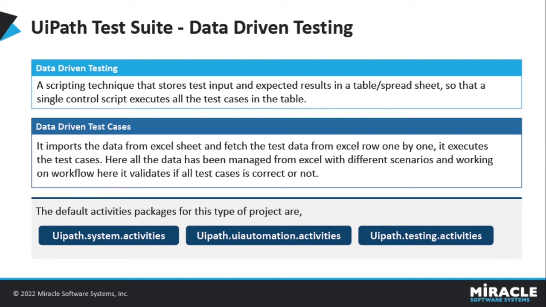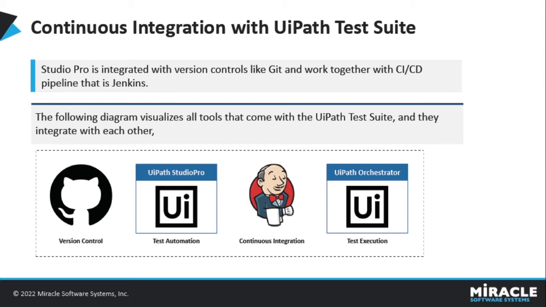So here we have default activity packages that are UiPath.System.Activities, UiPath.UIAutomation.Activities, and UiPath.Testing.Activities. Now we will discuss the continuous integration with UiPath Test Suite. Here, the CI/CD tool, that is Jenkins, works together with version control like GitHub and is integrated with the test suite. About this integration, we can briefly see in the demo.